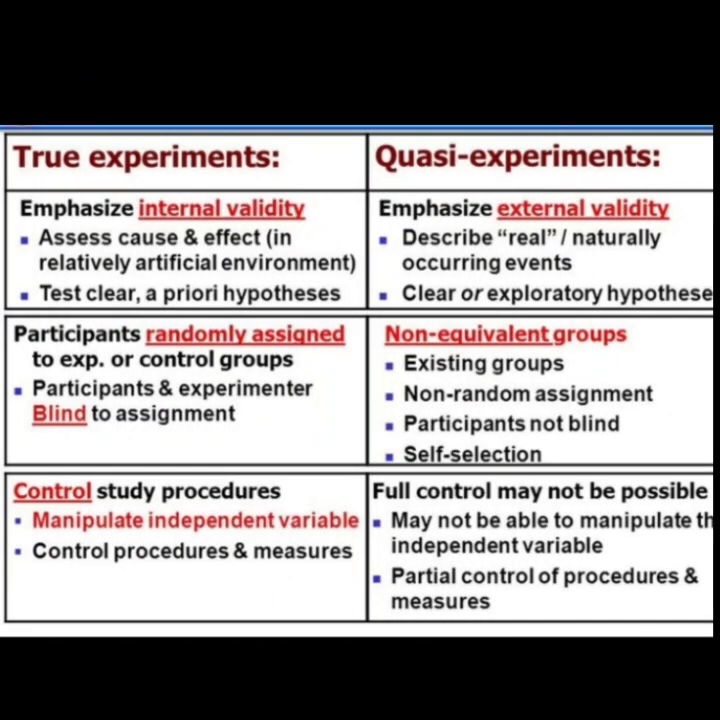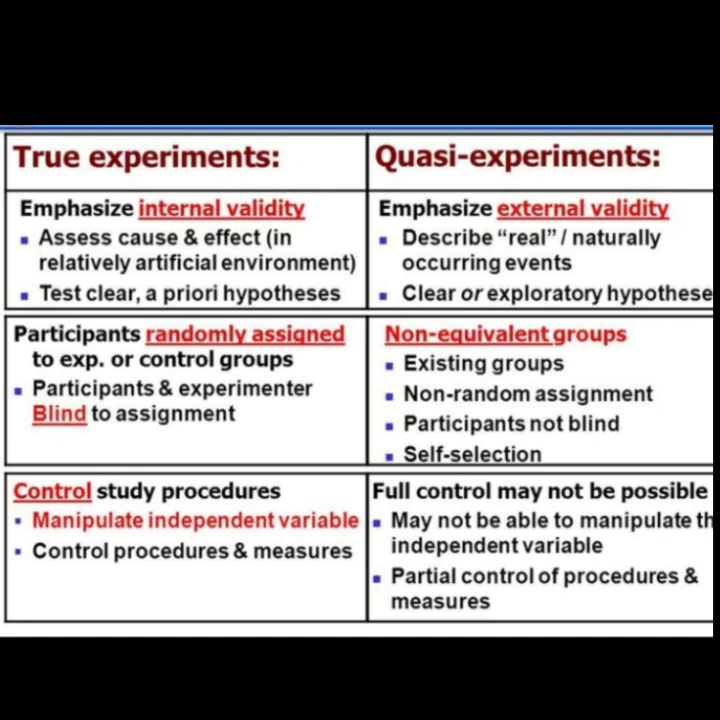To understand more about quasi and true experimental: the true experimental emphasizes internal validity and assesses cause and effect, while the quasi-experiments emphasize external validity and describe real or naturally occurring events. In true experiments, participants are randomly assigned and blind to assignment, while in quasi-experiments, groups are non-equivalent and participants are not blind. And lastly, the true experiments control study procedures and manipulate the independent variable, while the quasi-experiments may not be able to manipulate the independent variable.